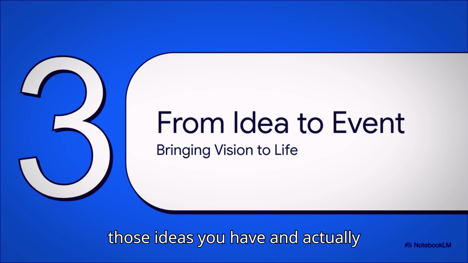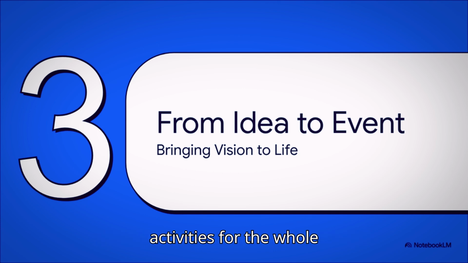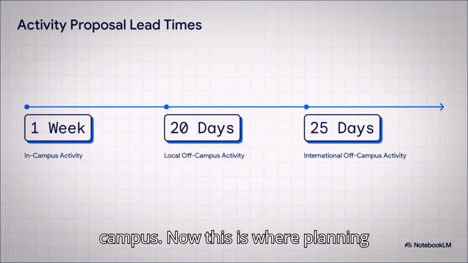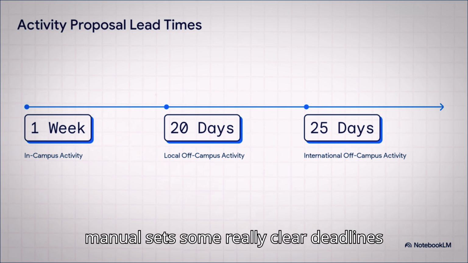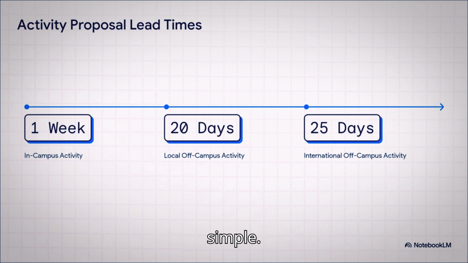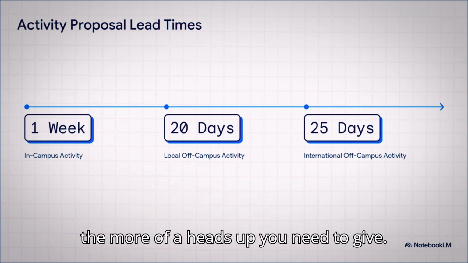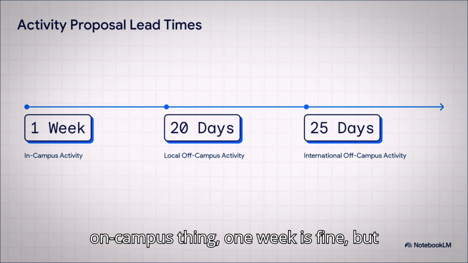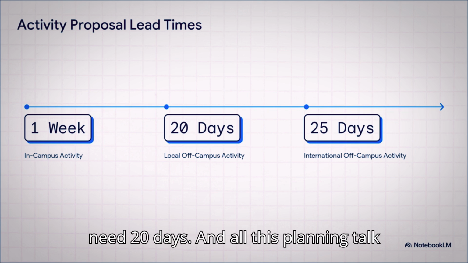Okay, so you're official, you're accredited, now comes the really fun part. Taking all those ideas you have and actually bringing them to life with events and activities for the whole campus. Now, this is where planning becomes your absolute best friend. The manual sets some really clear deadlines for proposals, and the main takeaway is simple. The farther your event is from campus, the more of a heads up you need to give. For a small on-campus thing, 1 week is fine. But for a local off-campus event, you're going to need 20 days.